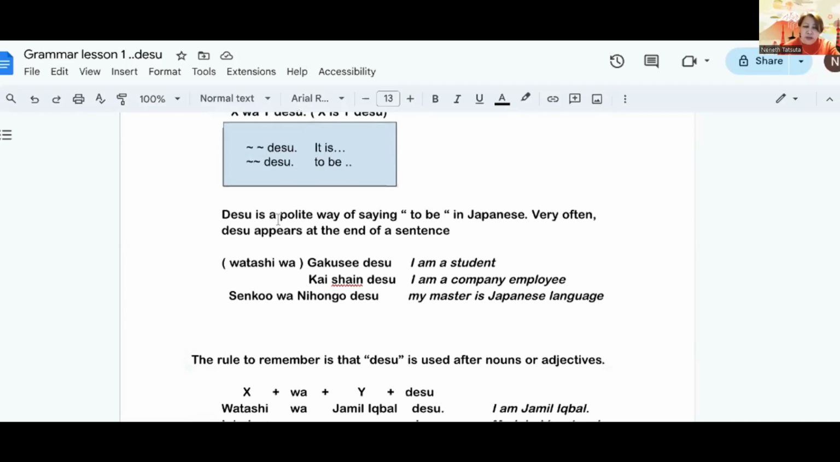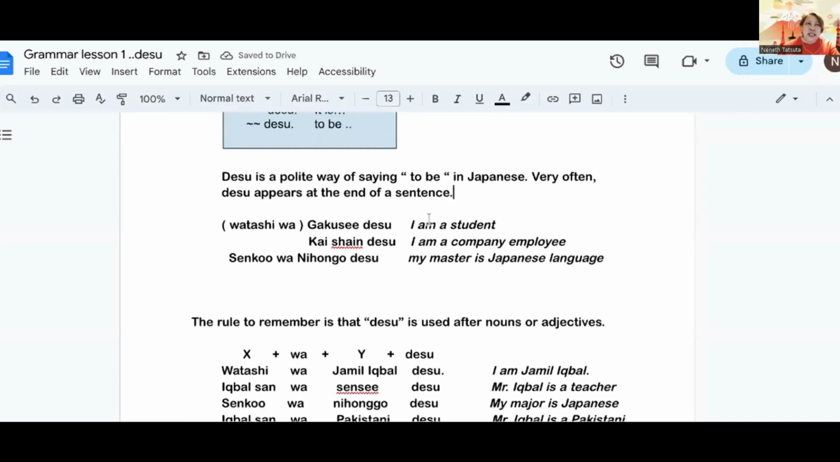Now, desu is a polite way of saying to be in Japanese. And very often, desu appears at the end of a sentence, like what you did in your Jiko Shokai. Remember? Watashi wa Tatsuta Neneth desu. Watashi wa 55 desu. Gakusei desu, I'm a student. Untenshu desu, I'm a driver. Or Isha desu, I'm a doctor. So remember, desu is always at the end of your sentence.